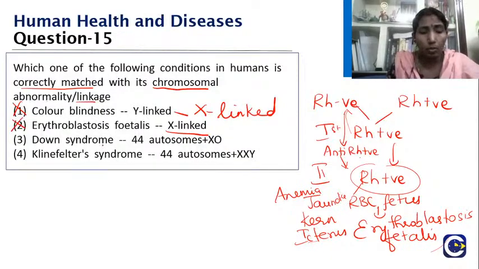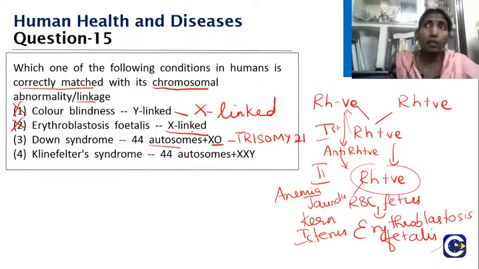What about Down syndrome? Down syndrome is trisomy 21, where the 21st chromosome, in the autosomes, is involved. It is not associated with the sex chromosome. It is associated with the autosome. In the 21st pair, there will be 3 copies of that chromosome. So that is Down syndrome, and this is also wrong.